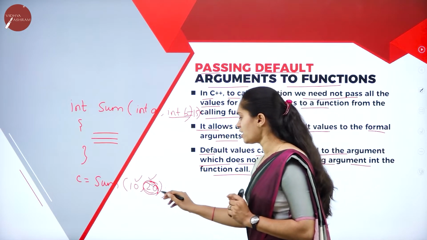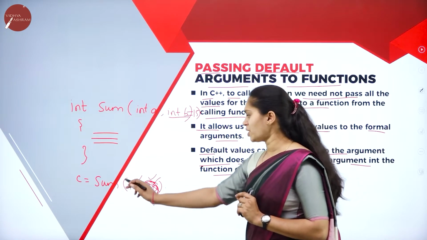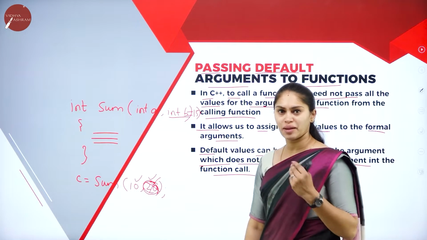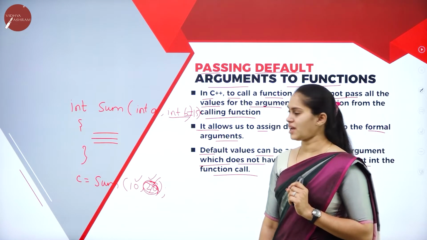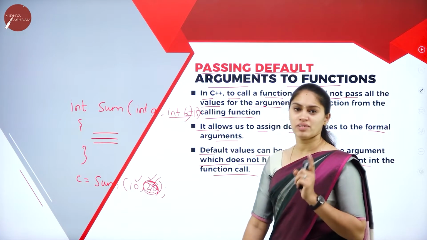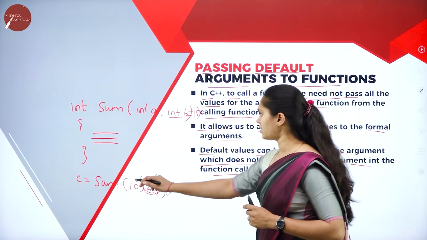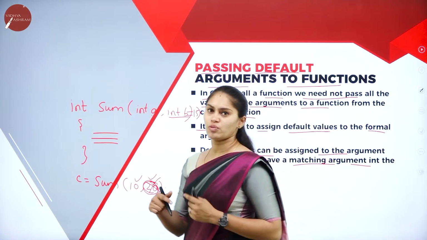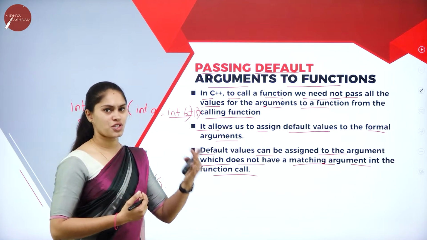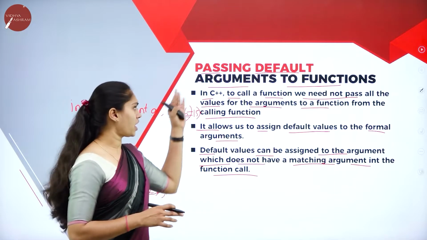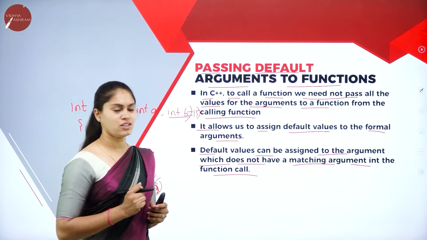At that time, there is no need to send the value from the calling function to the called function. Why? Because it already has a default value for the variable b. At that time, I can send only one value, which will be assigned to a. So when you have missed some value while sending from the calling function to the called function, we can use this concept called default values.